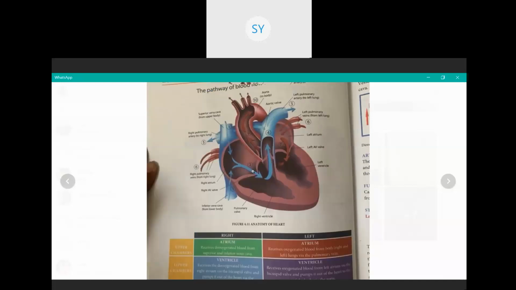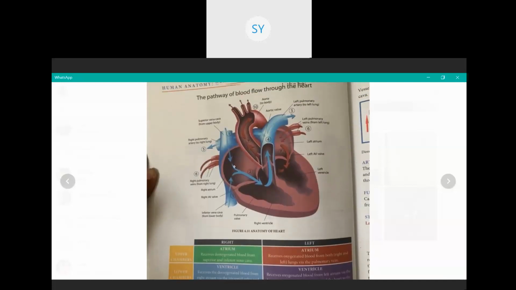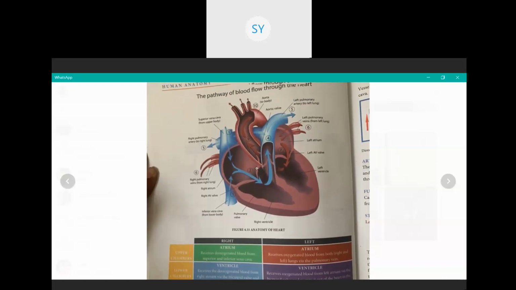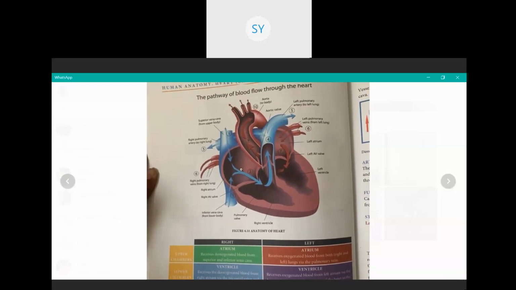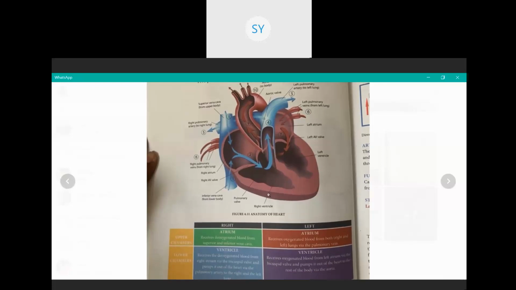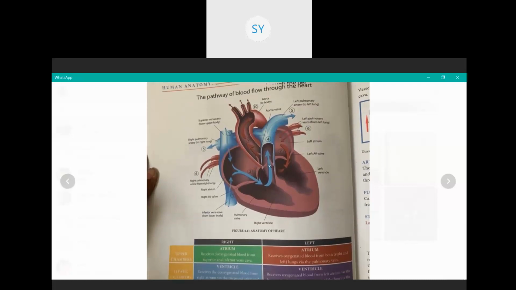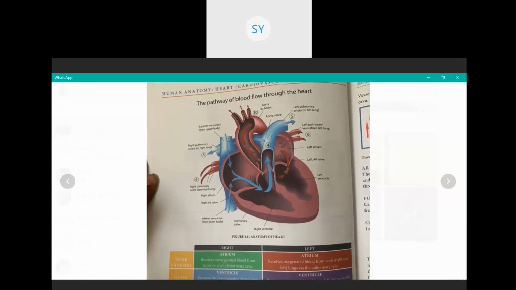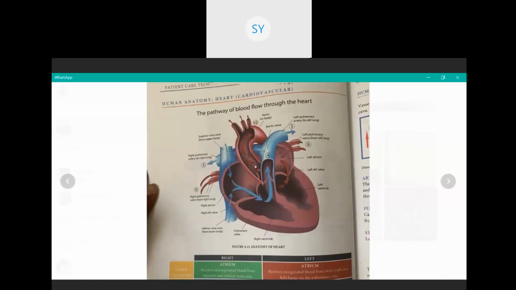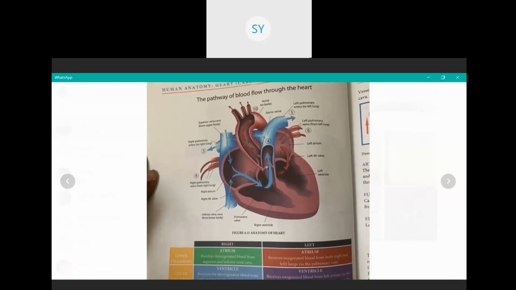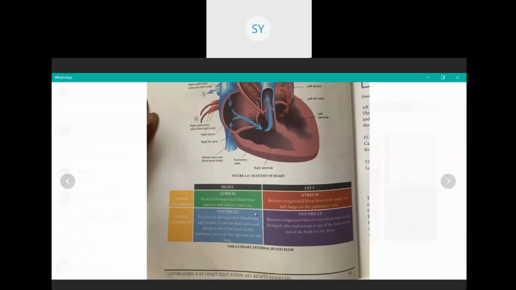This portion is like a valve. When the blood is coming, until it creates good pressure, only then can it go into the ventricle. This portion is called the tricuspid valve. It's a kind of valve. Another valve over here is called the mitral valve. Another valve over here is called the aortic valve, and this is called the pulmonary valve. Now see here, the ventricle receives the deoxygenated blood from the right atrium by the tricuspid valve and pumps it out of the heart by the pulmonary artery to the right and the left lung.